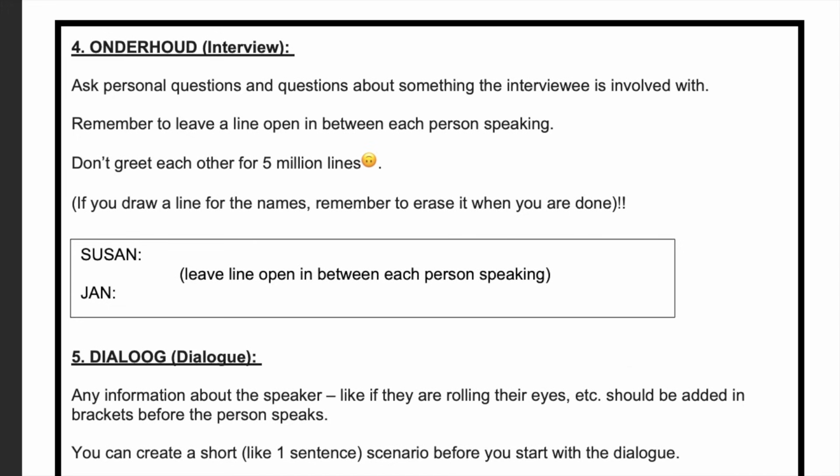So then, as you can see here, you will usually draw in a pencil line here to show you where you should stop writing, okay? Please erase that pencil line afterwards. It should not be there. So if you draw a line for the names, remember to erase it when you are done, okay? And leave a line open in between each person speaking.